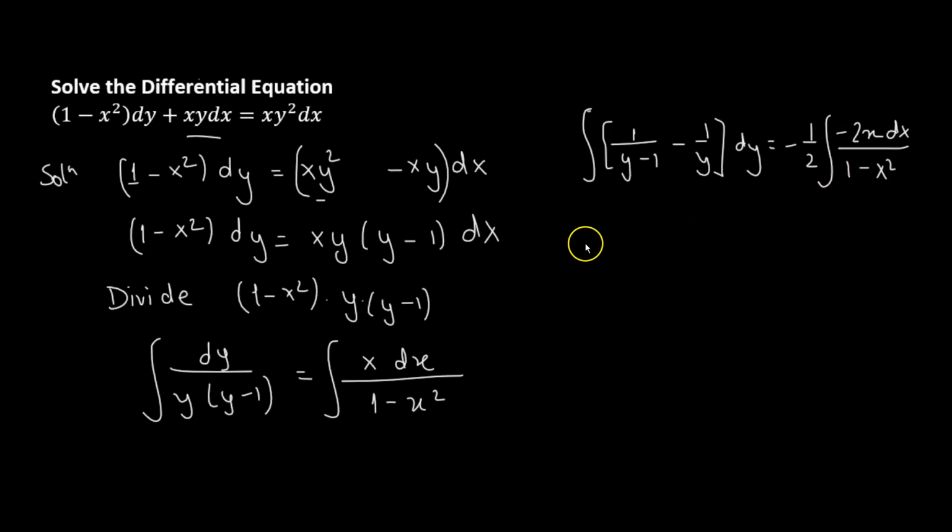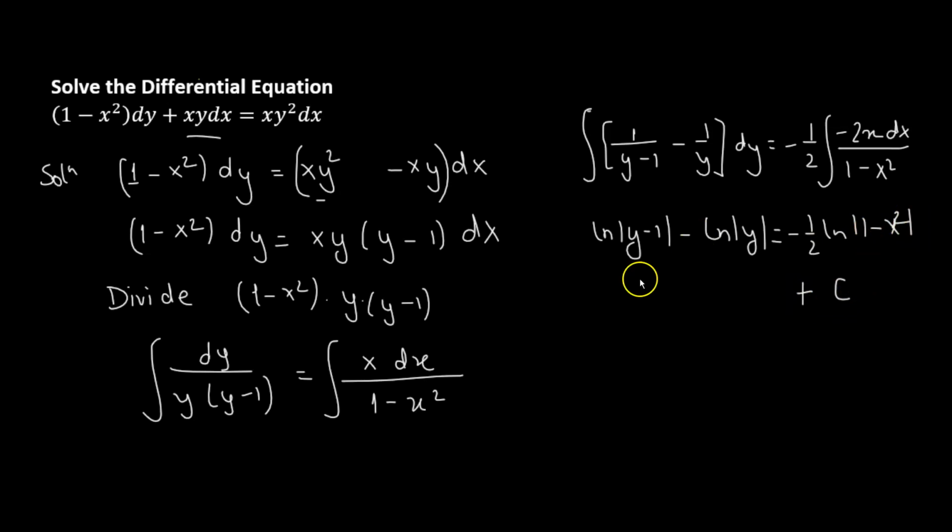Okay, so our integral will be: we have the integration of dy over y minus 1, so that's natural log of y minus 1, minus the integration of dy over y, so that's log of y, equals negative half log of 1 minus x squared plus the constant of integration c, and this is our final solution. So let's solve the next differential equation.